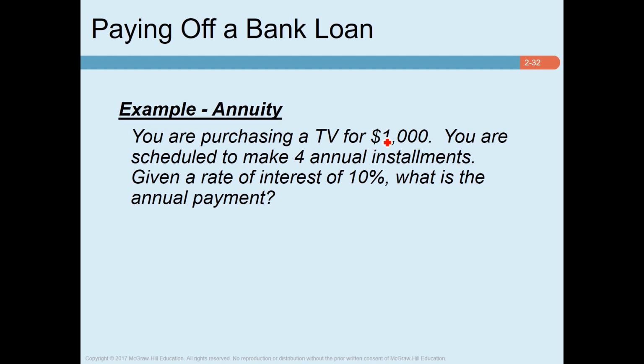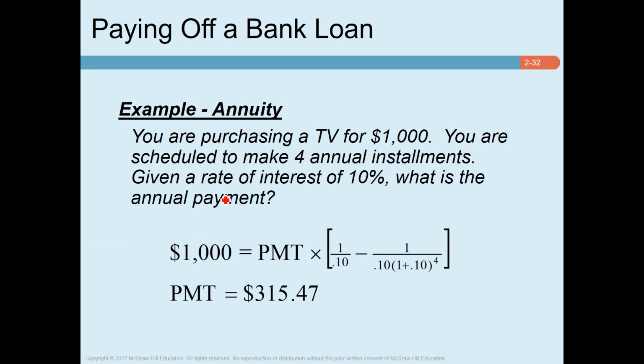Interest rate is 10%. Now this is the present value of the entire cash flow, but you do not know the size of each installment. So you can calculate it by solving this equation. This $1,000 is the present value of your cash flow. So 1 divided by R minus 1 divided by R into (1 plus R) to the power T, that's the present value annuity factor. What we don't know is the periodic payment. If we solve for this PMT, we get 315.47, which is the periodic installment payment.